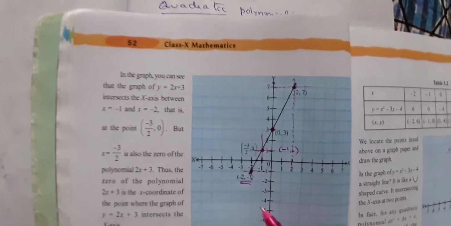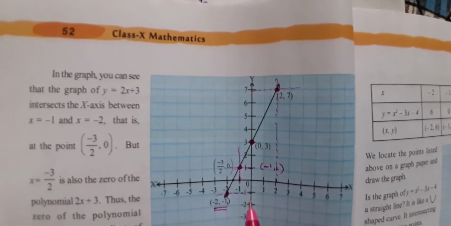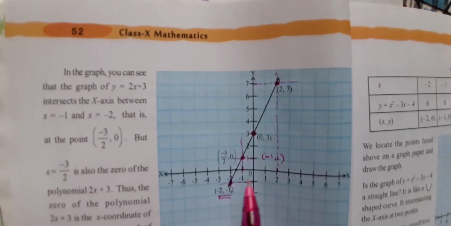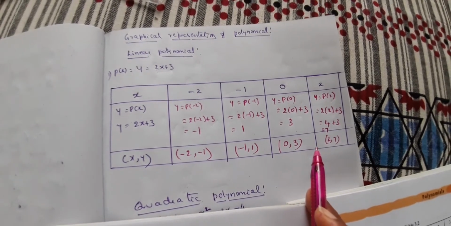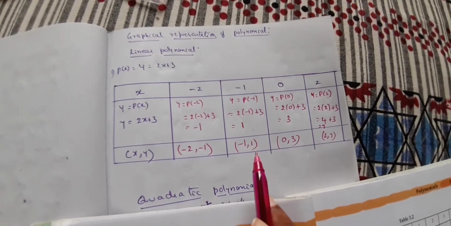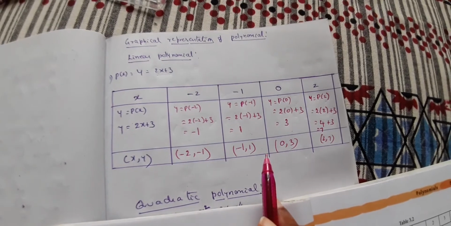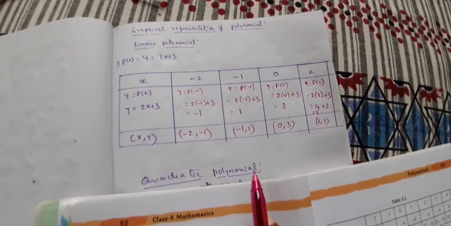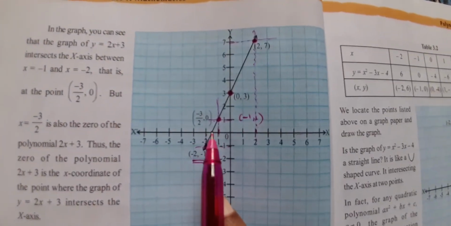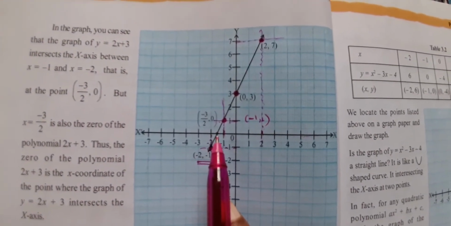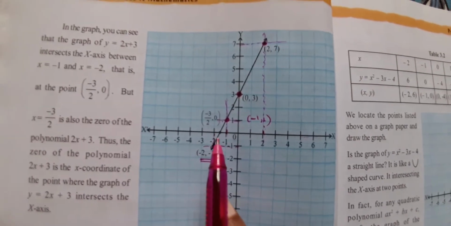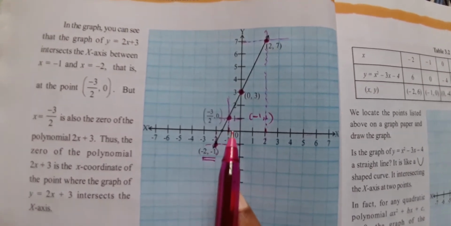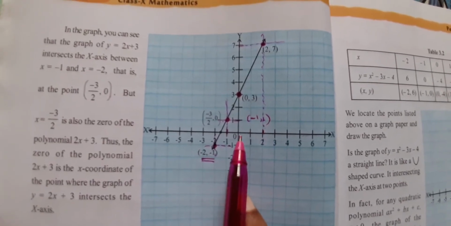Now how to find the zero from the graph? In the values we have taken, we did not take the zero of the polynomial. Here our aim is to find the zero of the polynomial from the graph. So let us concentrate on the graph. Zero means p(x) value should be 0. P(x) means y coordinate is 0. Y coordinate is 0 means where does the point lie? The point lies on the x axis.